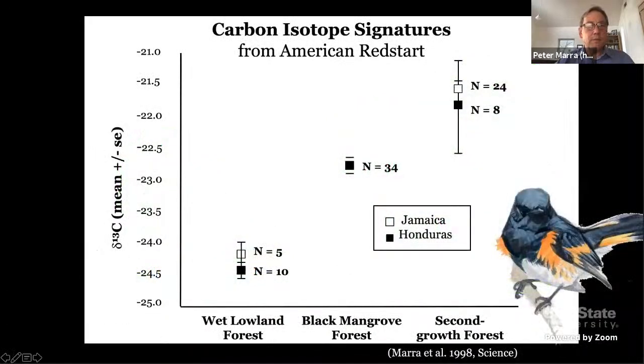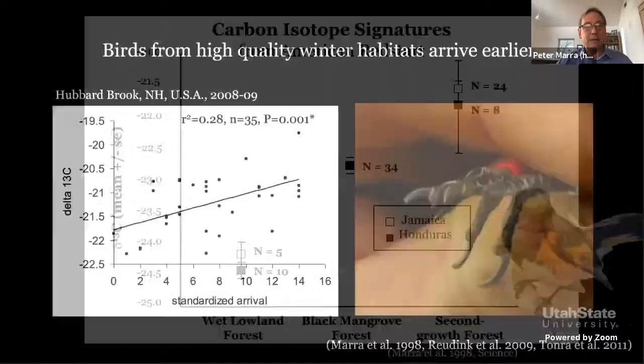Here are the different habitats: wet lowland forest, black mangrove habitat, second growth scrub. This is the delta C13. And again, this is from the blood levels, from blood in the redstarts that we sampled, both in Jamaica, but also I went to Honduras, in part because I wanted to go to Honduras, but I also wanted to test this idea in a different habitat and a different country. So we looked at the same relationship there and found the same thing. As you go from wet to dry, you get more enrichment in your carbon isotopes in the blood and also in the insects in these habitats.